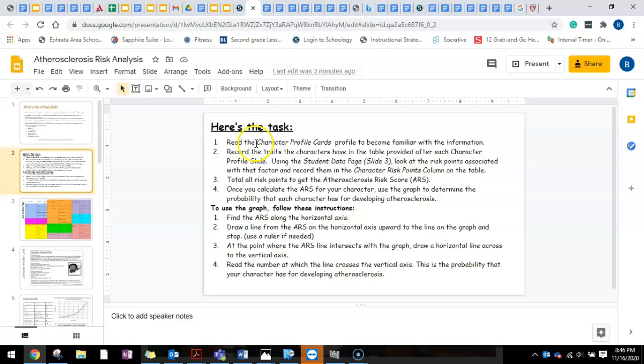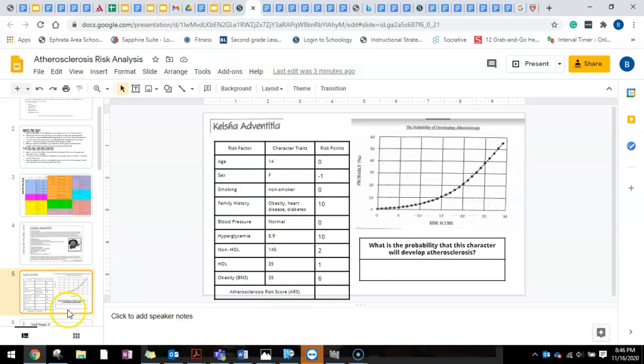You're going to read the character profile cards so that you're familiar with the information for each character. Those are located on separate slides and look like this. You are then going to record the traits the characters have in the table provided after each character profile slide. So that slide looks like this. You'll notice that I already have a lot of the information collected.